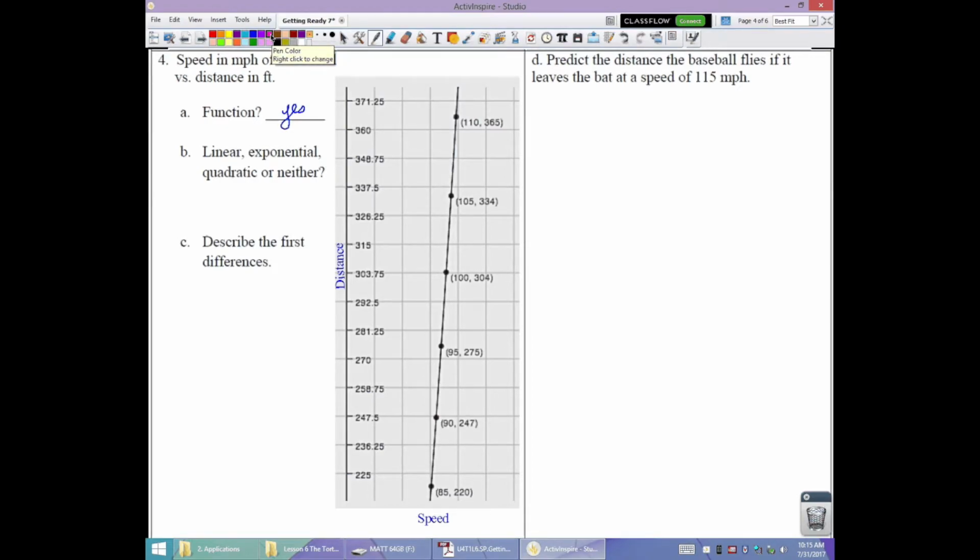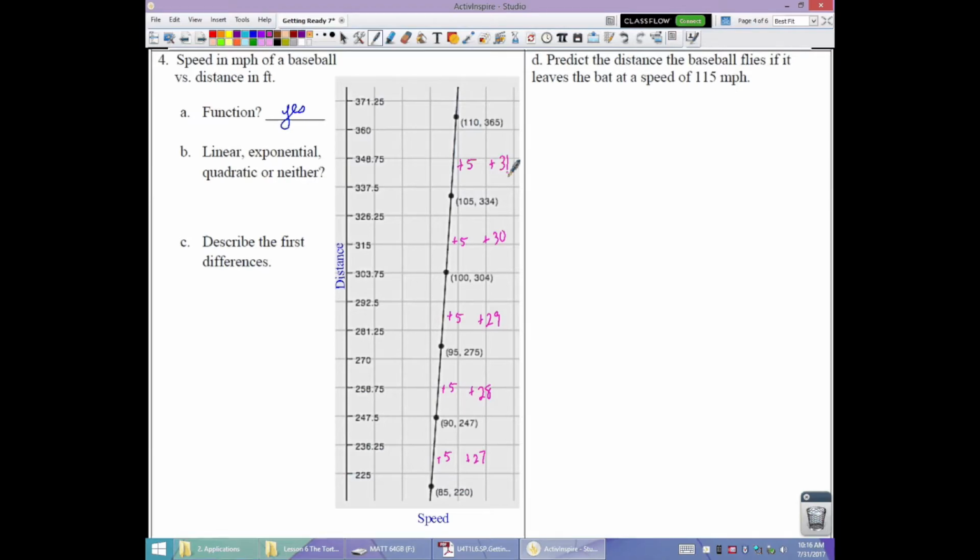So each of these x values goes up 5, right? So it's not counting by ones, but it is a constant difference in the x values. So that will help us in a few minutes. The 220 to 247 goes up 27. The 247 to 275 goes up, let's see, that's 25, 28. 275 to 304 goes up 29. 304 to 334 is up 30, then up 31.